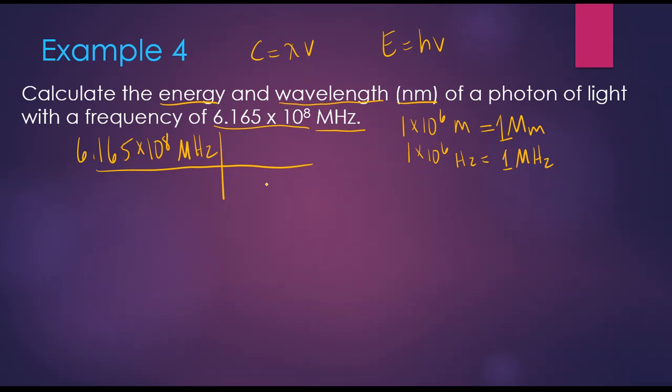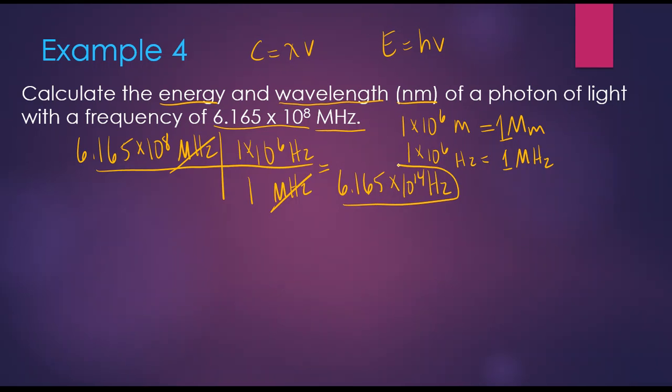Do your T-chart, diagonal down your megahertz, which is 1, and then 1 times 10 to the 6 hertz goes on the top, then the megahertz will cancel, and you get 6.165 times 10 to the 14th hertz. Now that we have our converted frequency, remember to use this equation, it's meters per second, the wavelength's in meters, and this would be 1 over seconds for the hertz, because hertz equals 1 over seconds. So you couldn't just plug in the megahertz here, it would be incorrect.